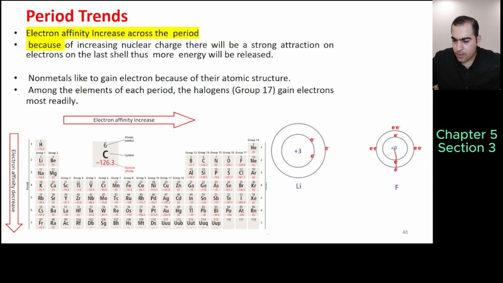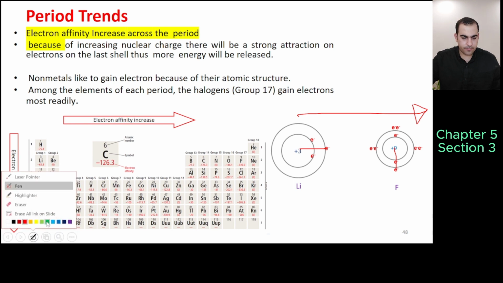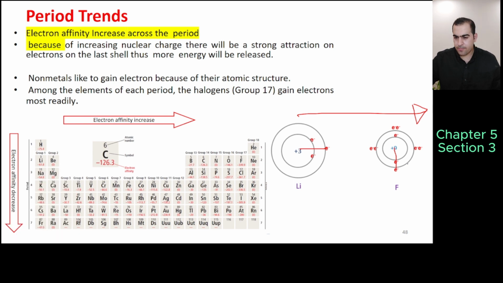The electron is strongly attracted by the nucleus compared to the electron in lithium, because across the period the proton number increases and attraction increases. Again, if I add a new electron, we know that there is high attraction. This atom has high attraction for this electron, which means it likes a new electron.